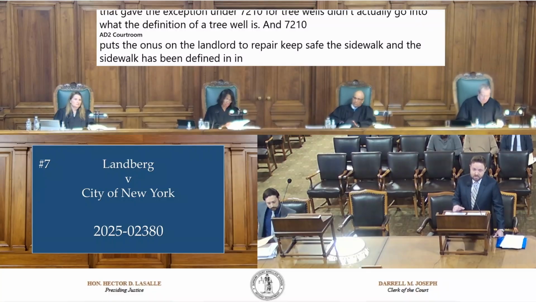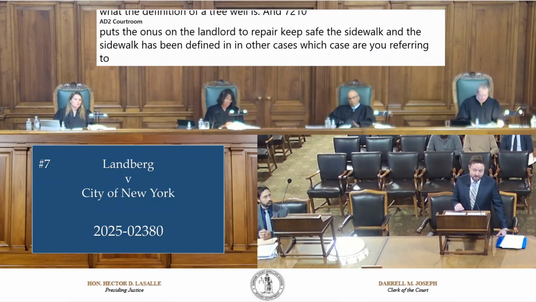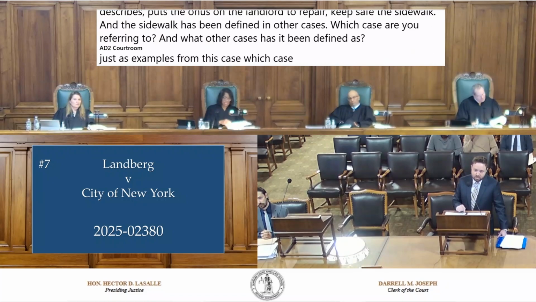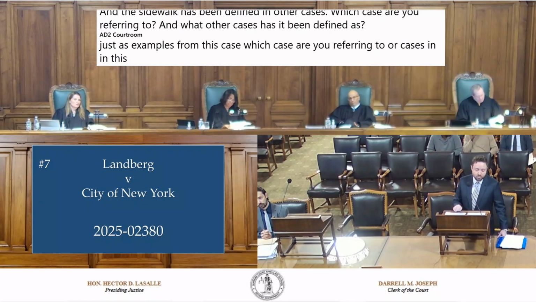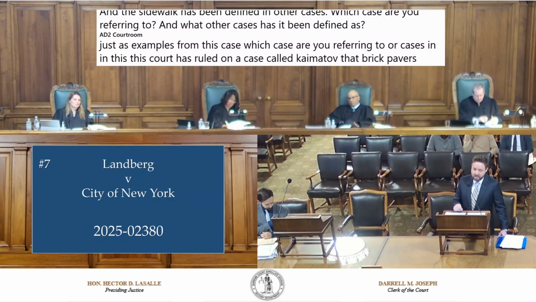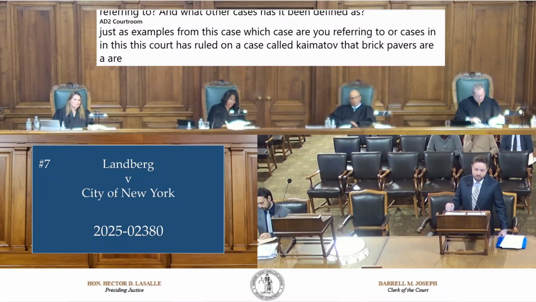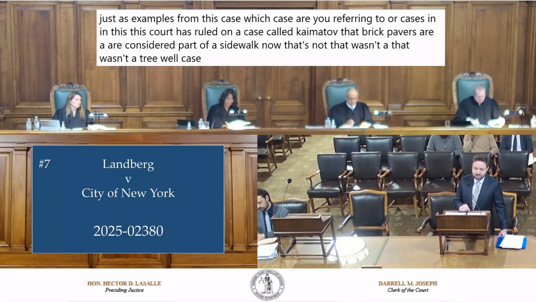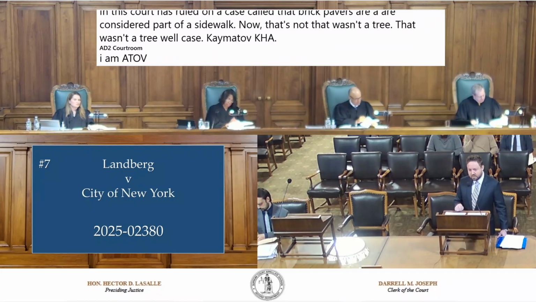other cases. Well, which case are you referring to? And what other cases has it been defined as? Just as examples from this case. Which case are you referring to, or cases? This court has ruled on a case called Kaimatov that brick pavers are considered part of a sidewalk. Now that wasn't a tree well case. Kaimatov. Go ahead.